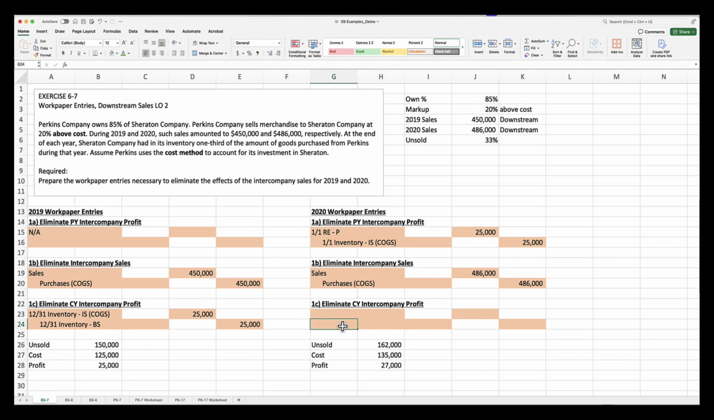So again, we're going to take that out of ending inventory on our balance sheet. So we're going to credit to decrease our inventory amount by that markup that our parent did when they sold this inventory to our subsidiary. And then we are also going to take it out of 12/31 inventory on our income statement, which is part of our cost of goods sold calculation, to make sure that this amount is not included when we calculate cost of goods sold for the current year. If we were to go on, we would then reverse this amount again for 2021 when this profit could now be recognized.